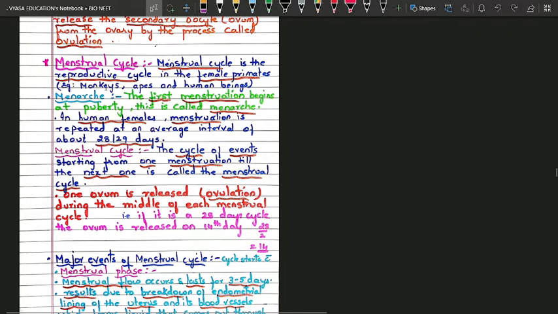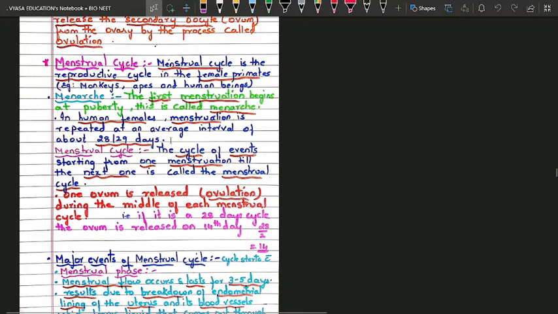What is menarche? The first menstruation begins at puberty. This is called as menarche. In human females menstruation is repeated at an average interval of about 28 to 29 days. That is, the cycle repeats every 28-29 days. Menstruation is repeated once in 28 days.